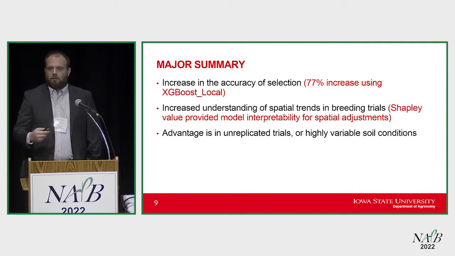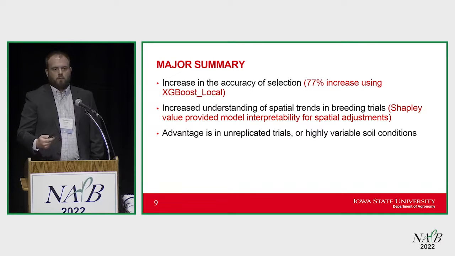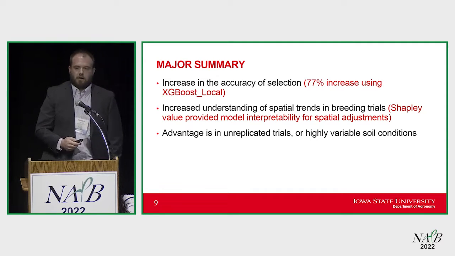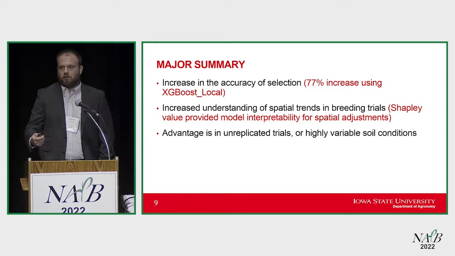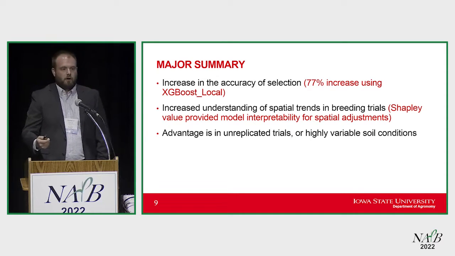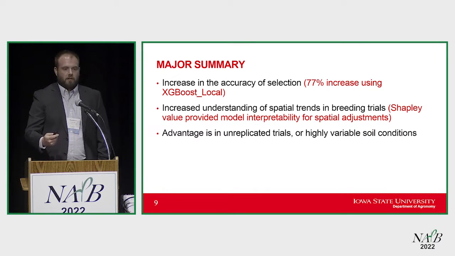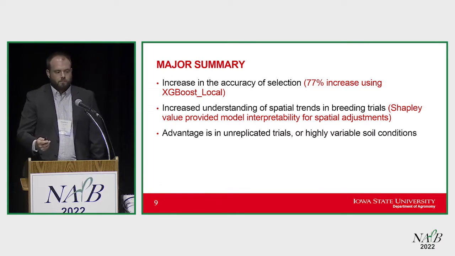We also see that with Shapley values, we can start looking at how do we interpret the results, what's driving the spatial variability within the field. And lastly, the way we see this being used, as we've used it in this experiment, is in unreplicated trials. That's where we see the most utility of some form of spatial adjustment, but also if you have fields that have highly variable soil conditions, this could be something that could be useful there as well.